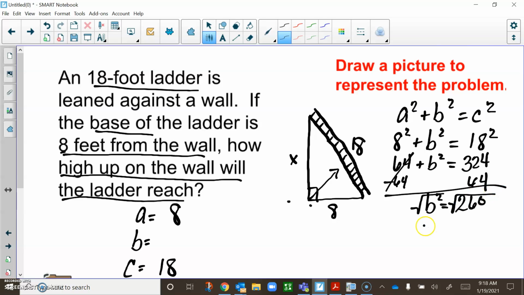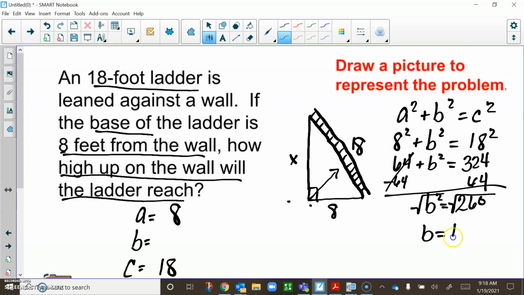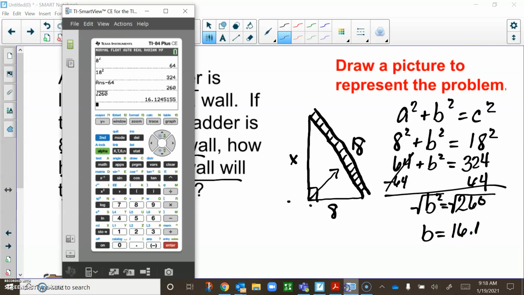I want to get B by itself, so I'm going to find the square root. B is equal to the square root of 260. So I'm going to do second x squared. I'm going to put 260 in there. And I get 16.1. I always round to the nearest tenths place. So 16.1, you use the 2. So since it's lower than 5, you keep it as a 1.